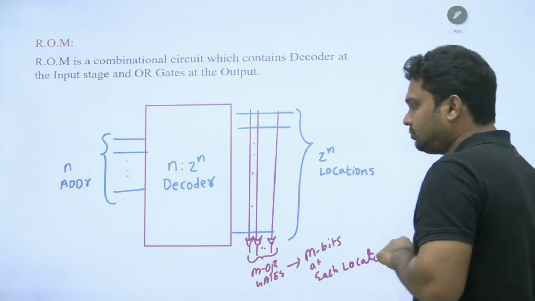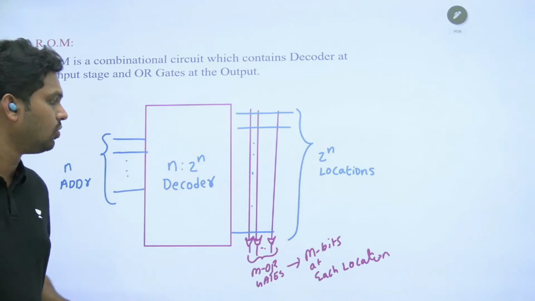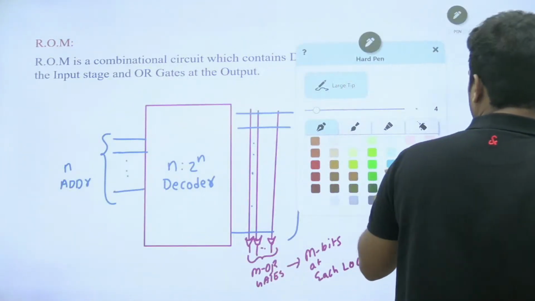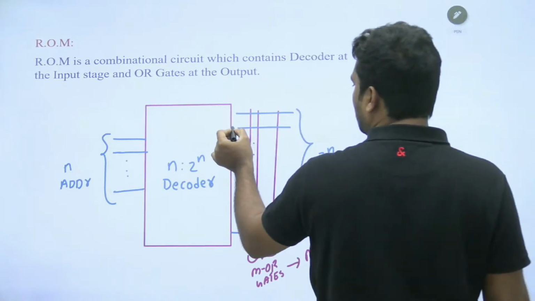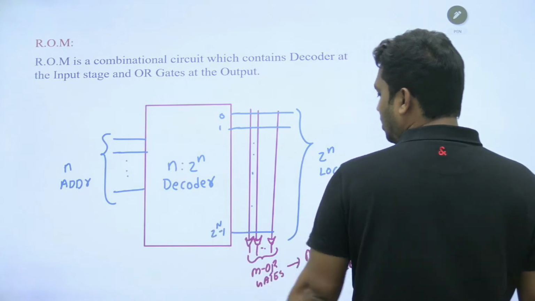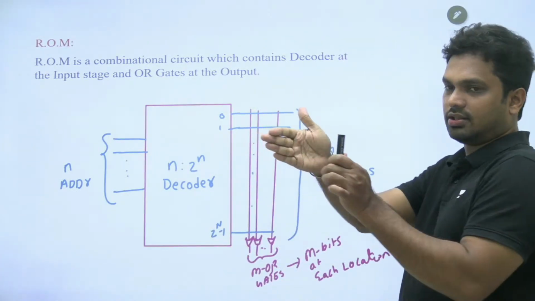See, we take one n by 2 power n decoder. It's all okay. So like this, you have an n by 2 power n decoder. At the output of the decoder, we connect n number of OR gates like this. They are not touching, they are just like this, not like this.